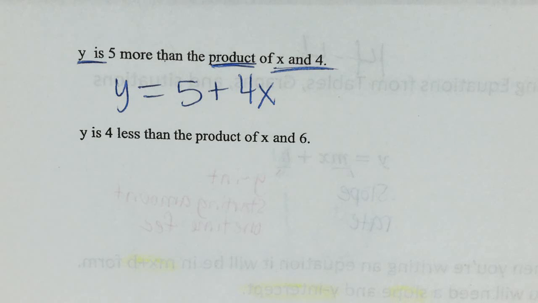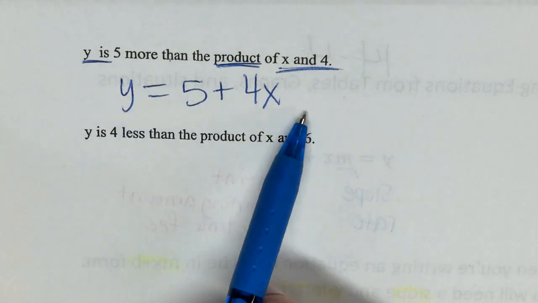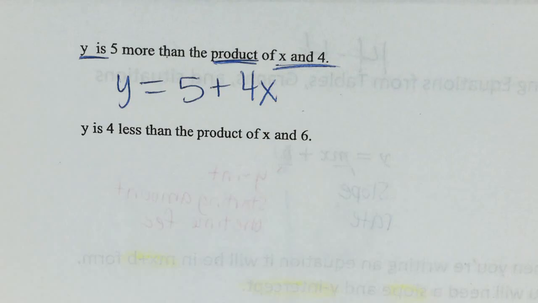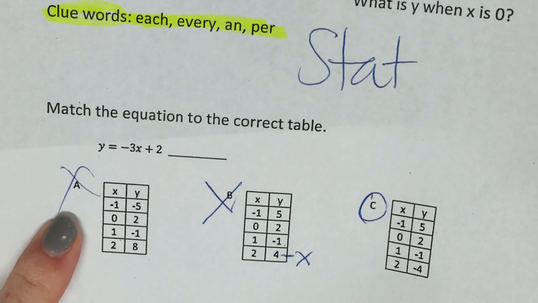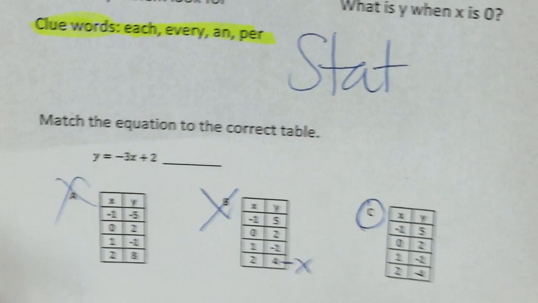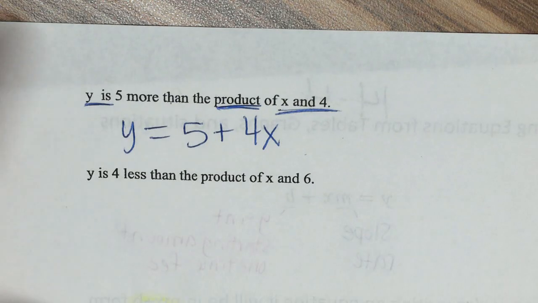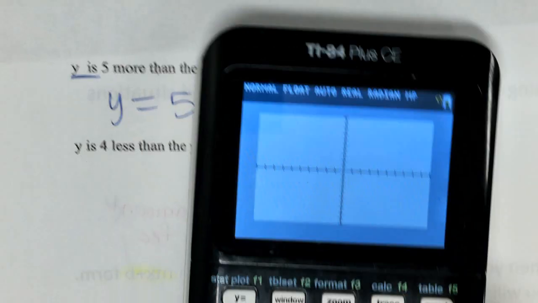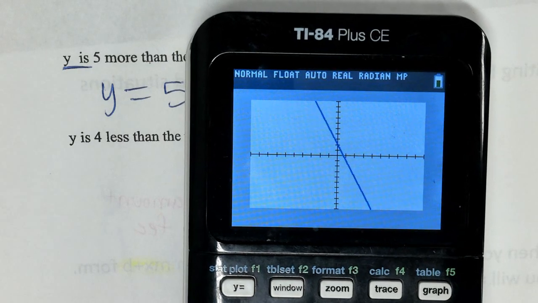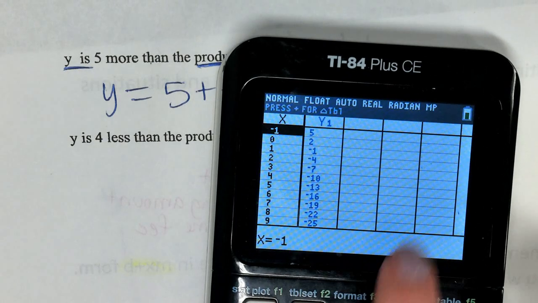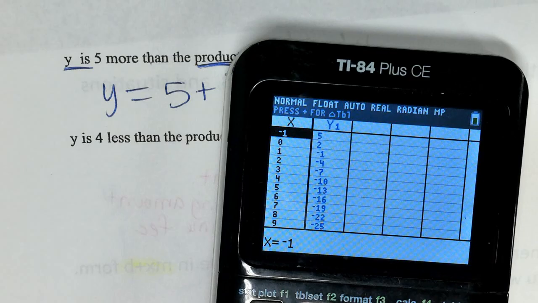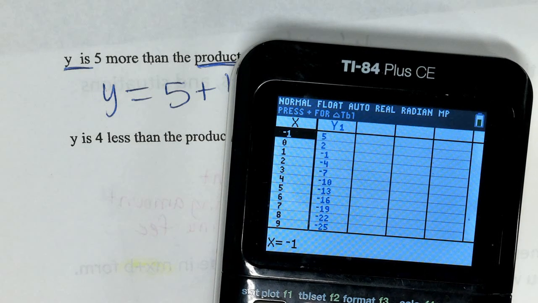So on your assignment today, you're going to have to write the equation, and then the answer choices might be tables, just like this, or they might be graphs. Now, if they're graphs, don't go to your graph button. Everybody look. That's not going to help you. Go to the table and match the coordinates to the graphs. Make sense? Yes or no?